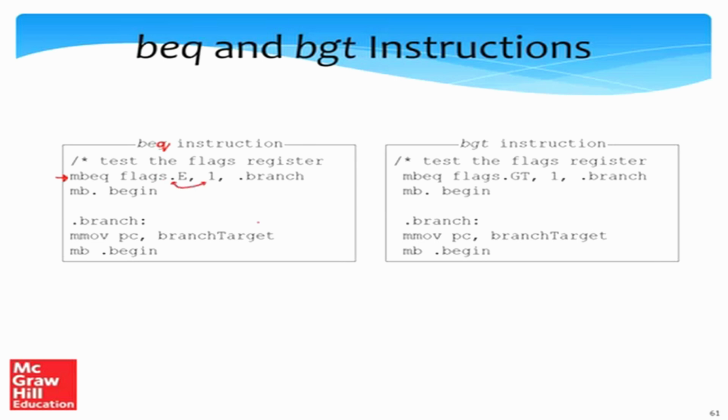If there is an equality, then we jump to the dot branch label. Otherwise, if there's no equality, this instruction is as good as a no op. So we proceed to the next instruction. We jump to mb.begin, which means that we move to the beginning of the preamble.